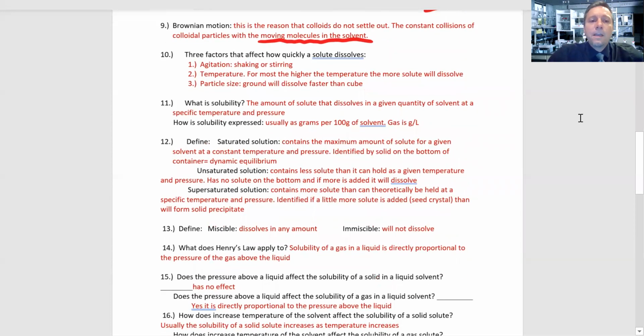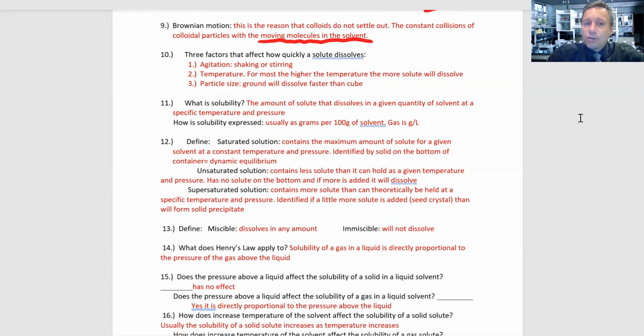Number 10, 3 factors that affect how quickly a solute dissolves. So remember, the solute goes into the solvent to dissolve. It has to be like and like, so that is important. If you talk about shaking or stirring, that's called agitation. These 3 factors will allow something to dissolve more readily.